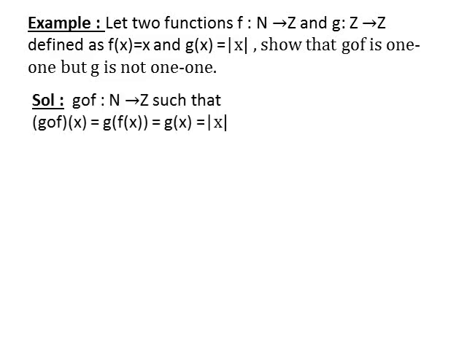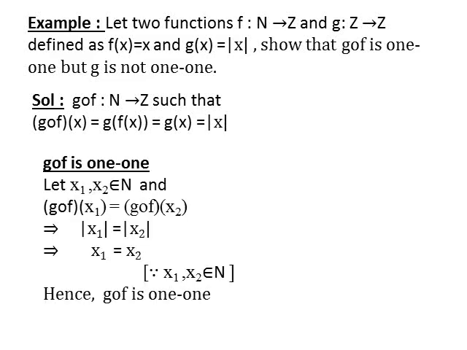Here g of f is defined from N to Z such that g(f(x)) = g(x), and that is equal to |x|. Now we check that g of f is 1-1. Let x1, x2 be two natural numbers and g(f(x1)) = g(f(x2)). It implies that |x1| = |x2|. It implies that x1 = x2 because x1, x2 both are natural numbers. So g of f is 1-1.